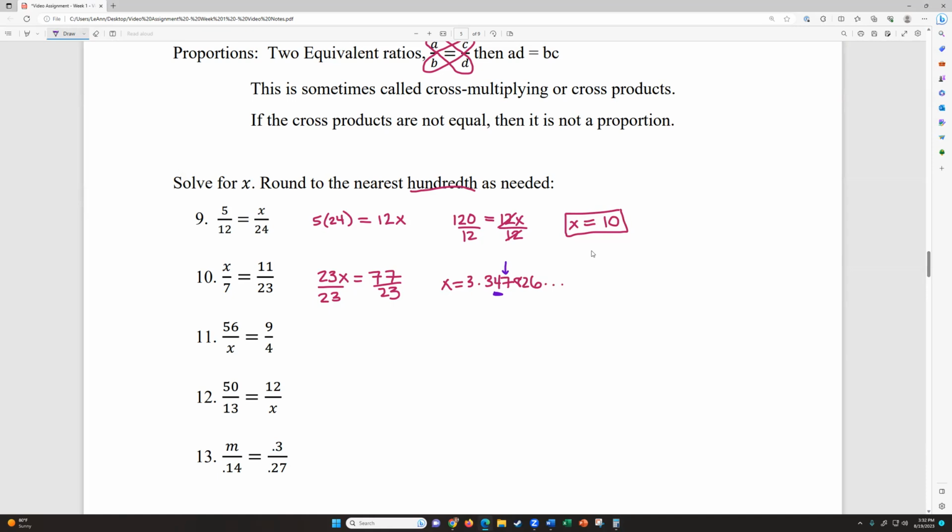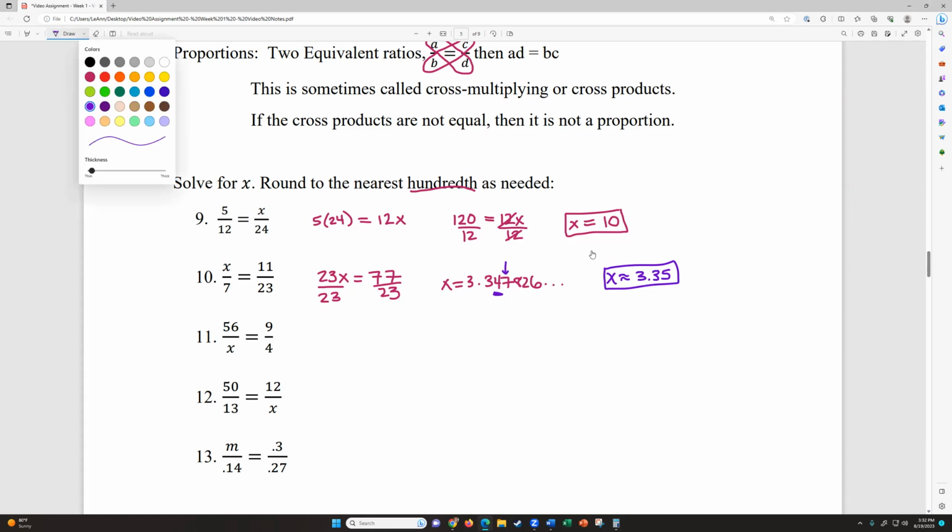Remember, we learned about rounding on day 1. If this digit behind it is a 5 or larger, it rounds this up. If it is a 0, 1, 2, 3, or 4, so 4 and below, we do not round this up. So x is approximately, that means we've rounded, it's no longer its original decimal that went on forever, 3 point, this would be 3.5, because the 7 is going to bump that up to a 5. Okay, let's go to our next one.